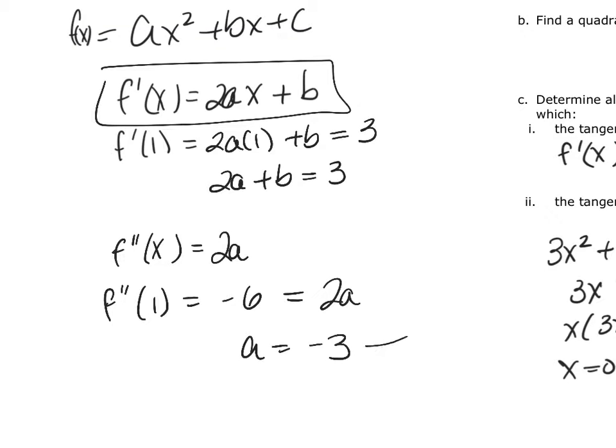So can I find b now? I can go back and find b, because I know what a is. So -6 plus b, that's a really bad, those look like two b's. -6 plus b is equal to 3. So what does b equal? How do we find c? Well, we're going to have to go back to our very first one.